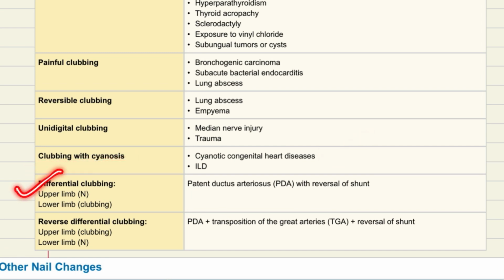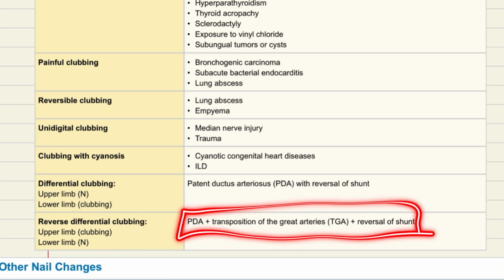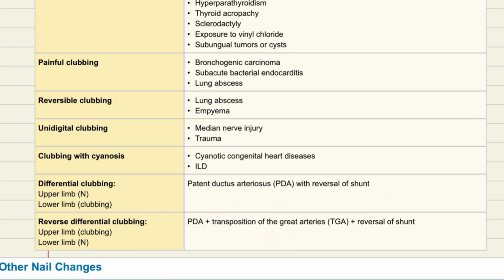Differential clubbing and reverse differential clubbing, just like the cyanosis part, exactly the same. That is, in the upper limb it is normal, in the lower limb you see the clubbing. This is seen in PDA with reversal of the shunt, that is Eisenmenger's syndrome. Reverse differential clubbing, just the opposite of the differential clubbing, upper limb has clubbing, lower limb is normal, seen in case of PDA with TGA plus Eisenmenger's syndrome. This is all about the clubbing.